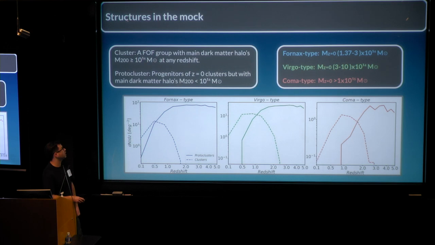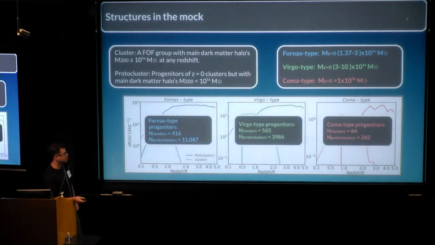So in the mock, we have structures: clusters and protoclusters. We define a cluster as a friends-of-friends group with a dark matter halo with M200 higher than 10 to the 14 solar masses at redshift zero, and protoclusters as the progenitors of those structures, where the main dark matter halo has masses below that limit. Here we show, just to give you an idea, the distribution of these structures at different redshifts. I'm going to classify protoclusters into three types: Fornax type, Virgo type, and Coma type, based on ranges in the descendant mass, which is the final mass of the protoclusters.